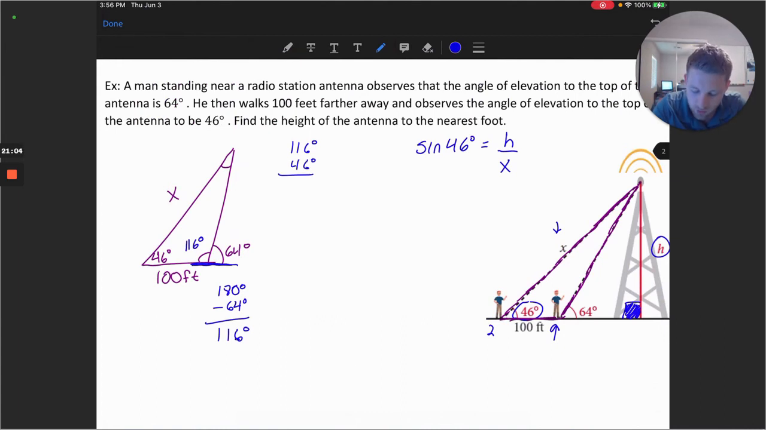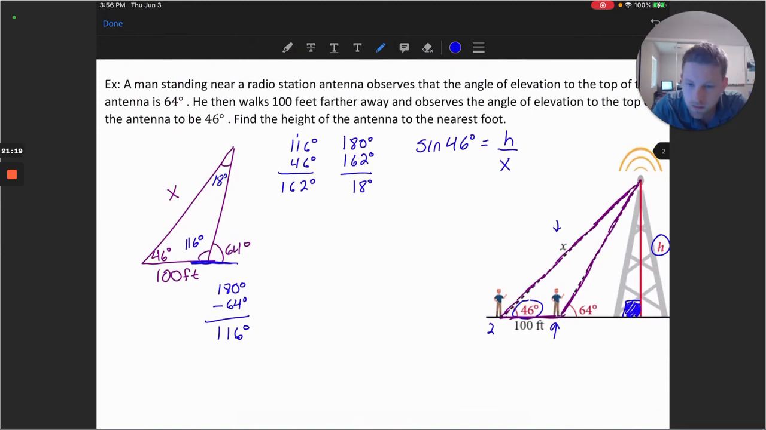This will add up to 162. And so the remaining angle in that triangle, if I subtract from 180, is going to be 18 degrees. So I have all the angles in that oblique triangle: 46, 116, and 18.